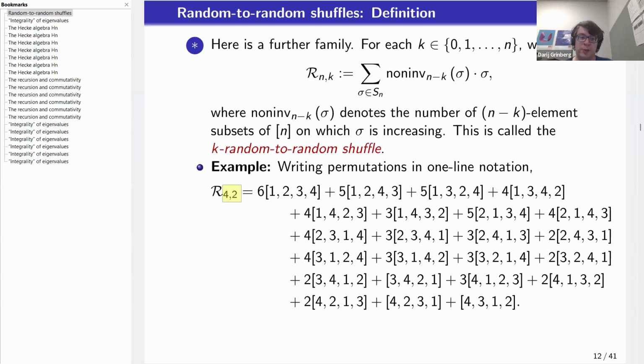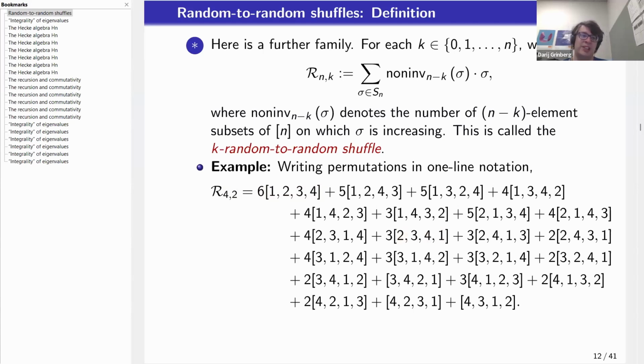Here is R_{4,2} as an example. In this case, you're looking at 4 minus 2 element subsets that are increasing. So basically, subsequences of size 2 that are increasing. For example, 1, 2, 3, 4 has 6 such. 2, 3, 4, 1 has 3 such. You can have 2, 4. You can have 3, 4. Oh, and 2, 3 as well.